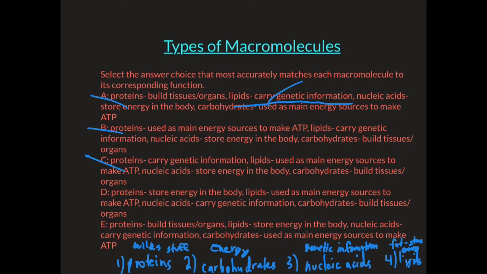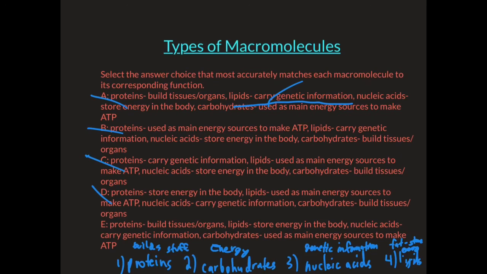Nucleic acids carry genetic information. Yeah, that's true. Carbohydrates build tissues and organs. This is definitely incorrect, because the body uses sugars mainly as a source of energy and doesn't use them to build things like tissue. So we know that D has to be wrong.